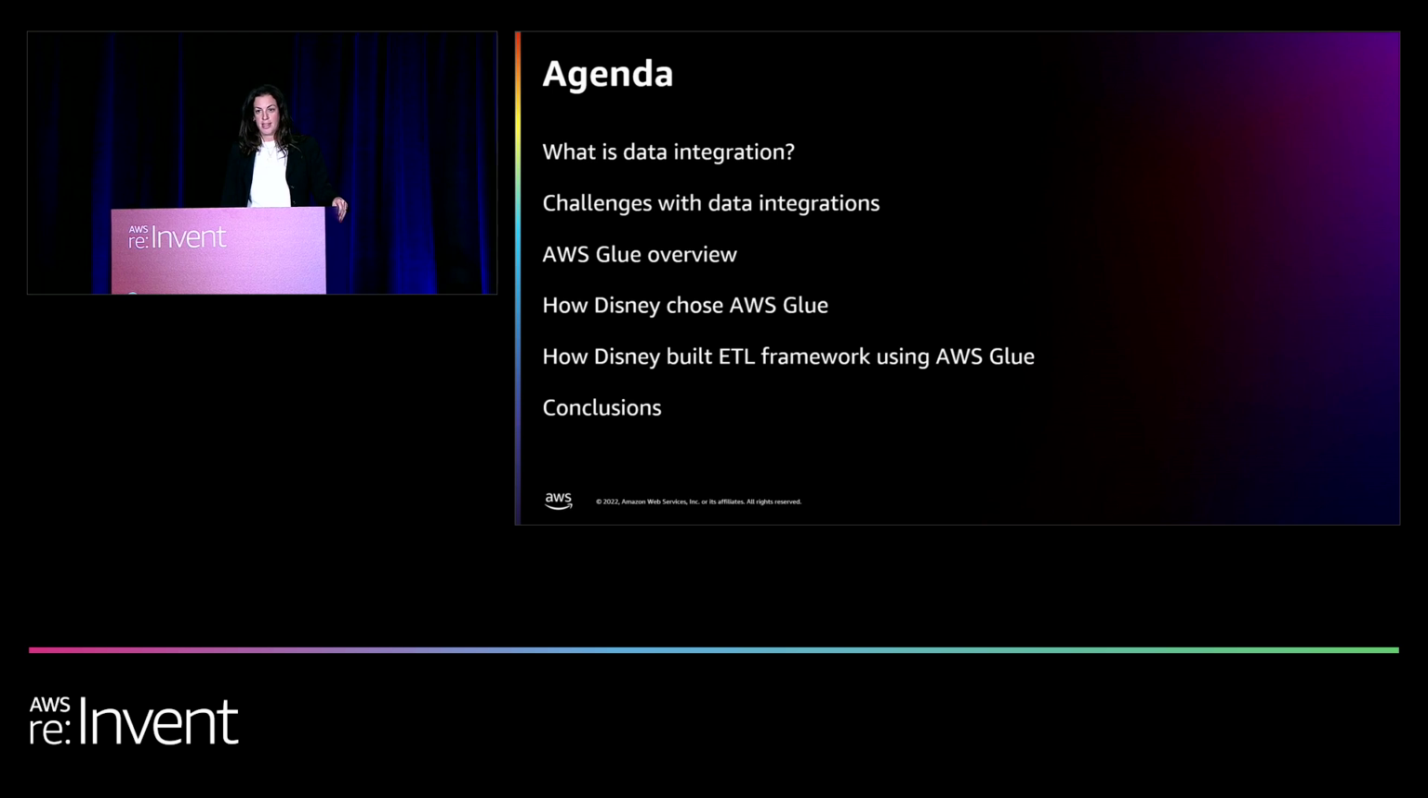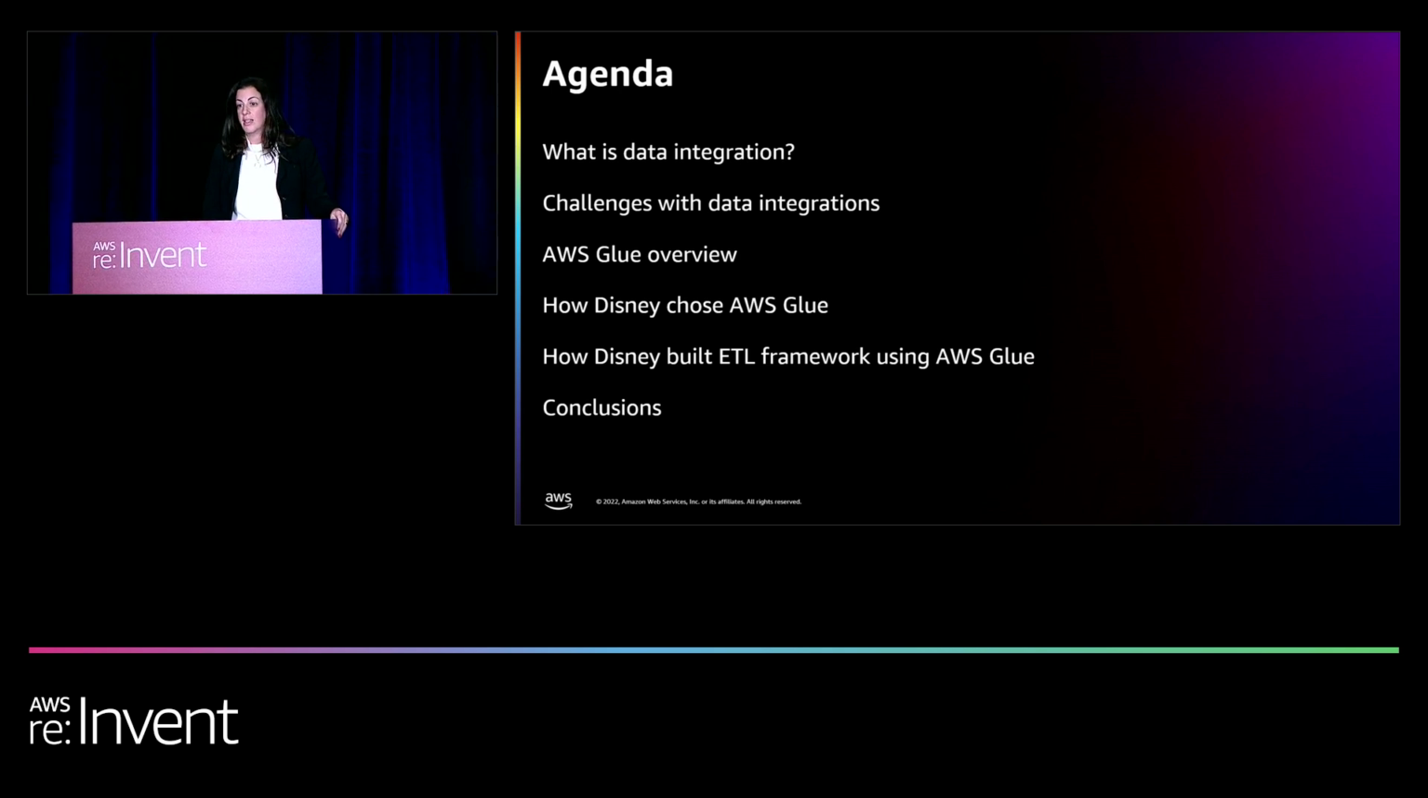To do that, I'm going to level set this conversation a little bit. We're going to talk about what data integration is very quickly, just so we level set everybody here in the crowd. We're going to talk about some of the challenges that we are seeing customers having these days. And then I'm going to do a very brief introduction of AWS Glue for those who are not familiar, so when Ralph comes in, he can dive into the details. So with that, I'm going to kick us off.